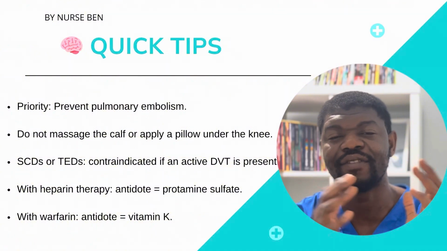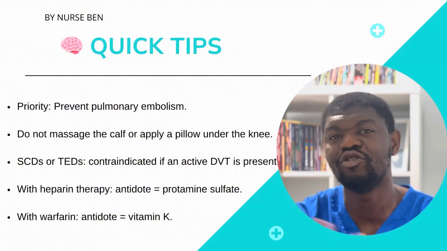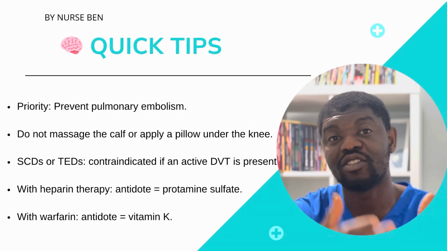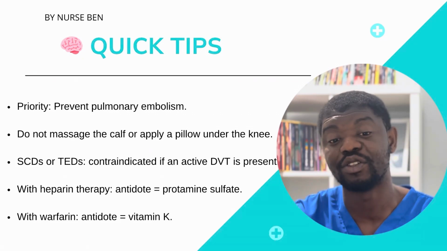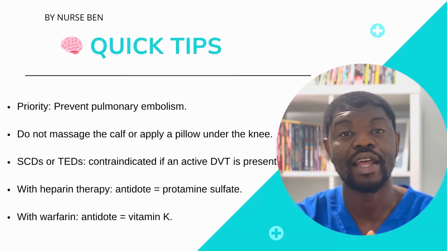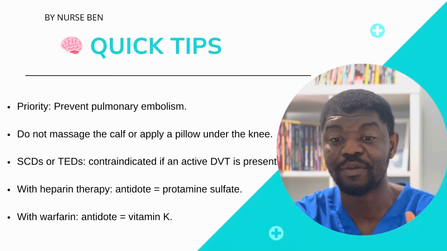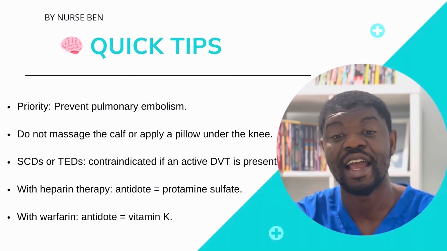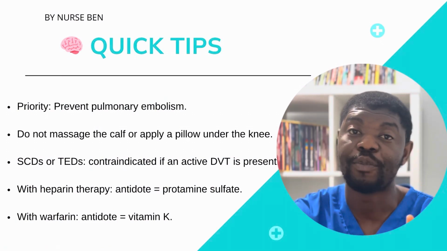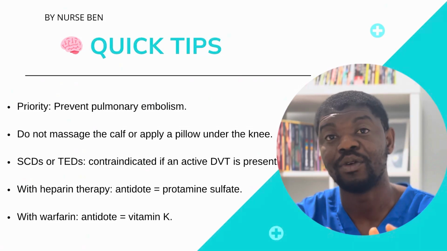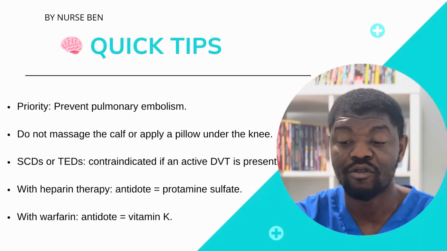Now, if there's DVT present in the leg, then you don't want to be putting these devices on, because what you risk is a clot breaking away and then traveling up into the lungs. Now, if you're on heparin, you need to know your antidote and have it readily available. That is protamine sulfate. It's the antidote for heparin. And then you need vitamin K available if you are on warfarin.